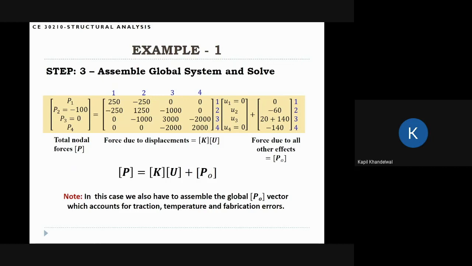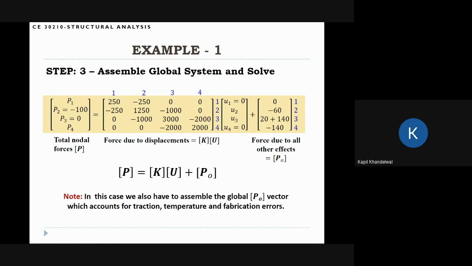We start with a blank matrix, and we add the corresponding entries from the element stiffness matrix to this global stiffness matrix. So you have to do this very carefully. Make sure you don't make any mistake. So during this process, this is the final assembled system.